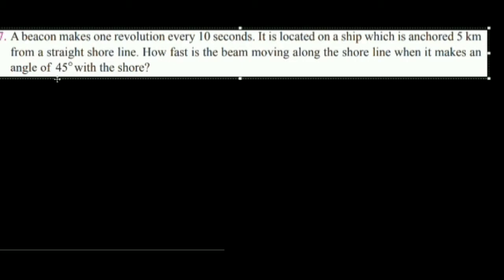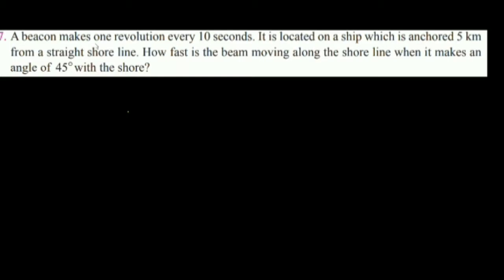Question number 7. A beacon light makes one revolution every 10 seconds. It is located on a ship which is anchored 5 km from a straight shoreline. How fast is the beam moving along the shoreline when it makes an angle of 45 degrees with the shore?